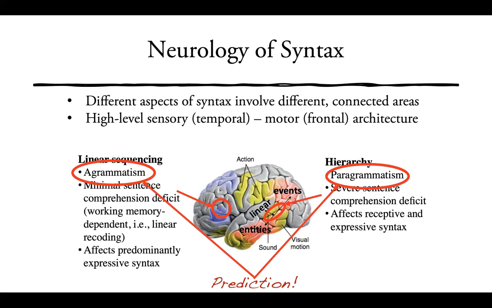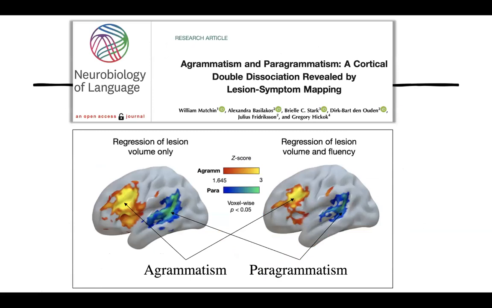Now this view makes a prediction that agrammatism should be associated with lesions here and paragrammatism should be associated with lesions here. There is evidence for this from cortical stimulation mapping, but few people have studied the lesion correlates. In fact, no one that we are aware of has studied the lesion correlates of paragrammatism. So we tested this after developing this model and recently published a report showing exactly this.